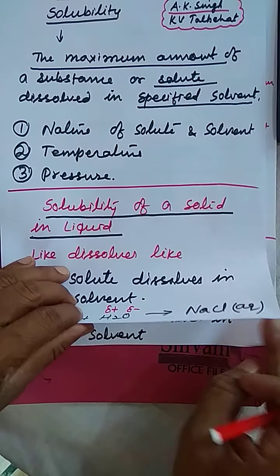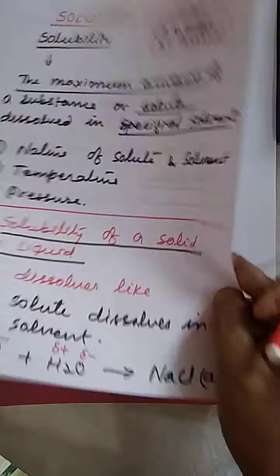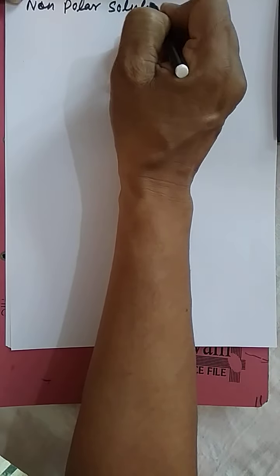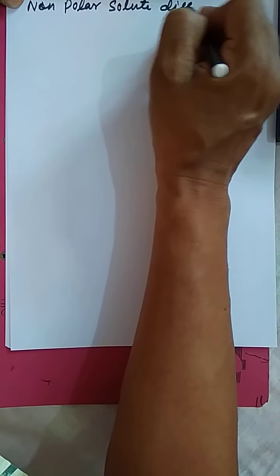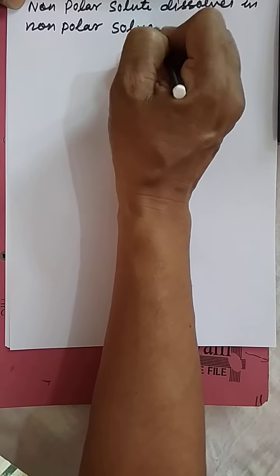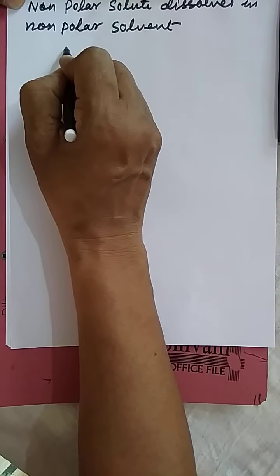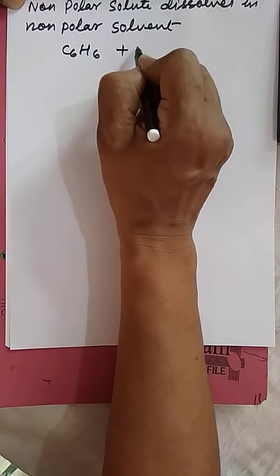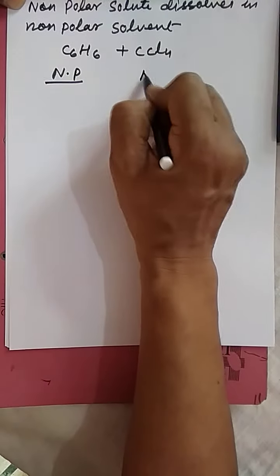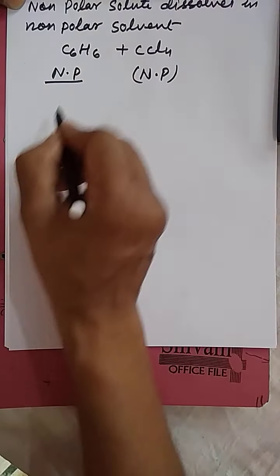Similarly, second, non-polar solute dissolves in non-polar solvent. As for example, you can see C6H6 dissolves in carbon tetrachloride, CCl4. Both are non-polar. This one is also non-polar. Both are organic compounds.